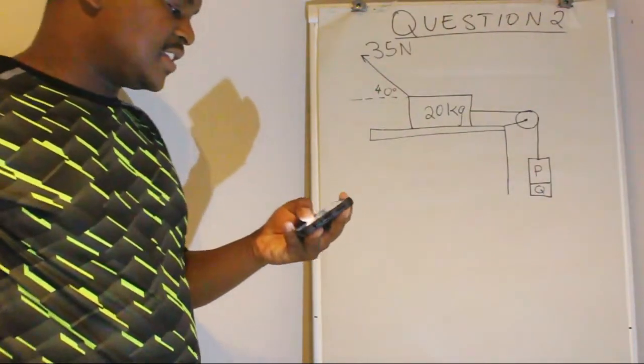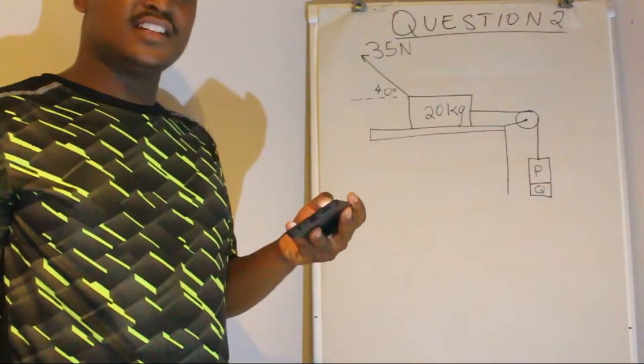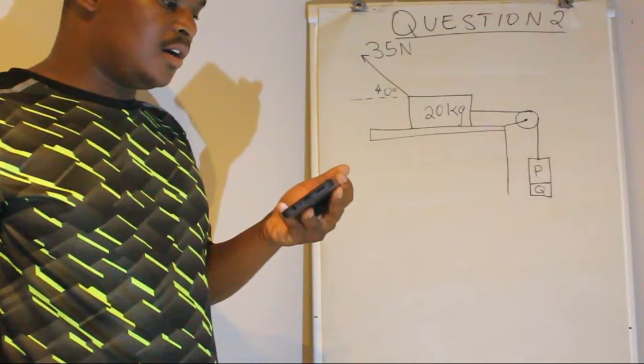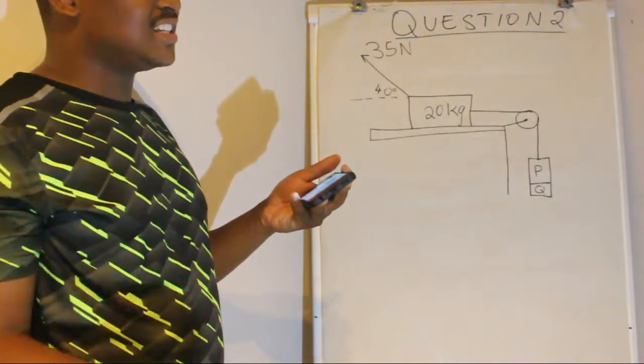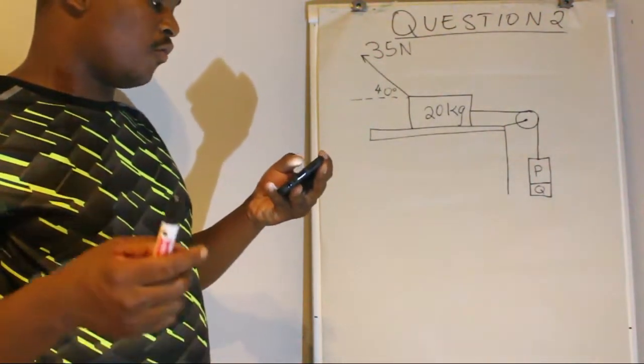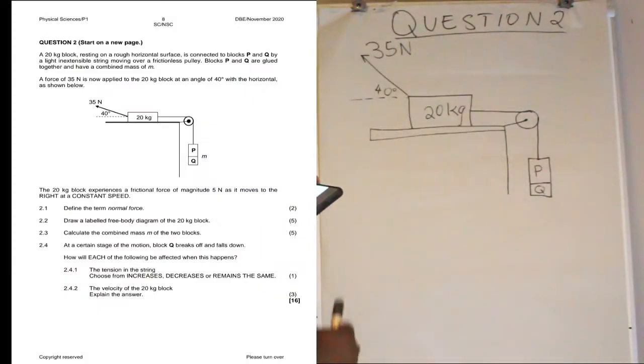So this question paper is from Physical Sciences, paper 1, November 2020. This is question 2, and I'm going to read the statement, explain it, and go forward. So let's get started. Question 2: a 20 kg block resting on a rough horizontal surface is connected to blocks P and Q by a light inextensible string moving over a frictionless pulley.